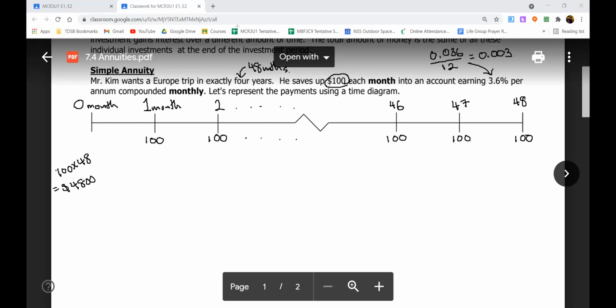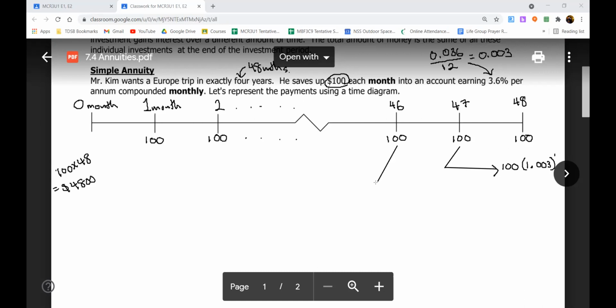Now, as I was saying, the very last month, the amount that I put in on the 48th month, it didn't have time to earn any interest. However, the 47th month, the payment that I made, it actually had 1 month to earn interest, which means this $100 is going to be multiplied by 1.003, of course, to the power of 1.